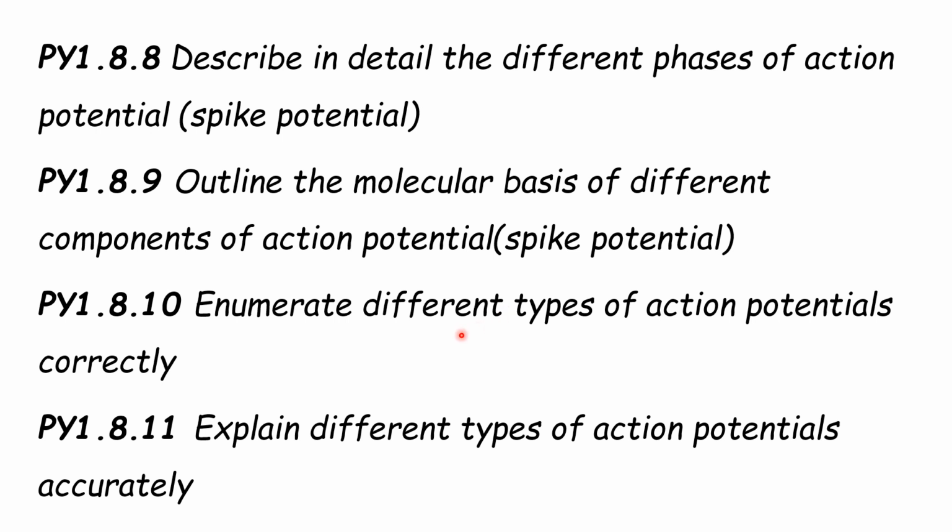Then you should be able to enumerate different types of action potentials correctly. What are the different types of action potentials which are recorded in the body or which occur in your body, and then finally explain different types of action potentials accurately. In this lecture I'll not be going into different types of action potential. My focus will be only on the commonest action potential, that is, spike potential. Then while you study nerve, muscle, and cardiac muscle, you'll be able to study the different types of action potential as you study different systems.